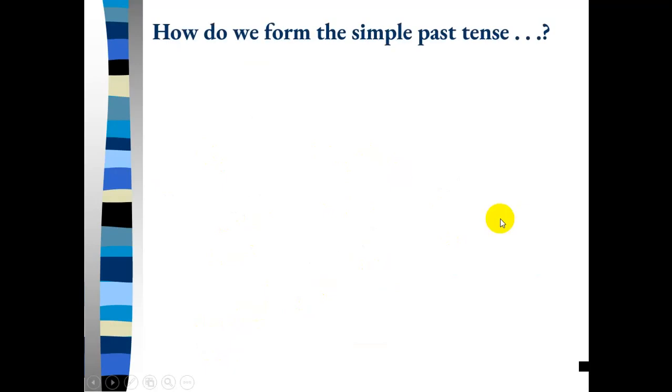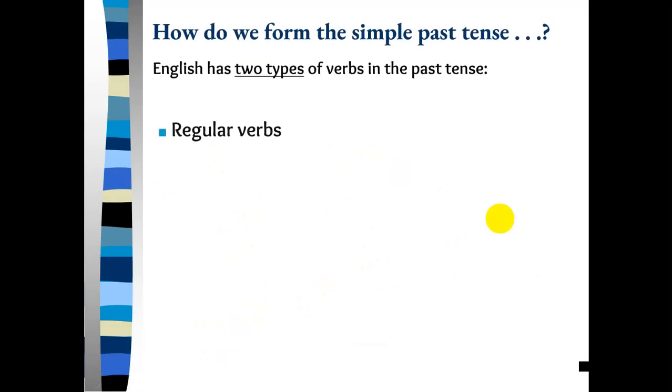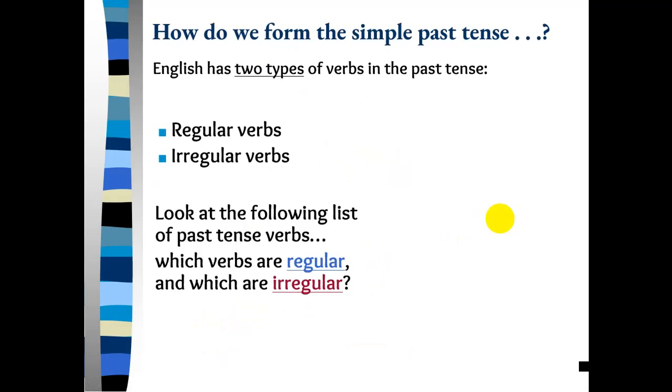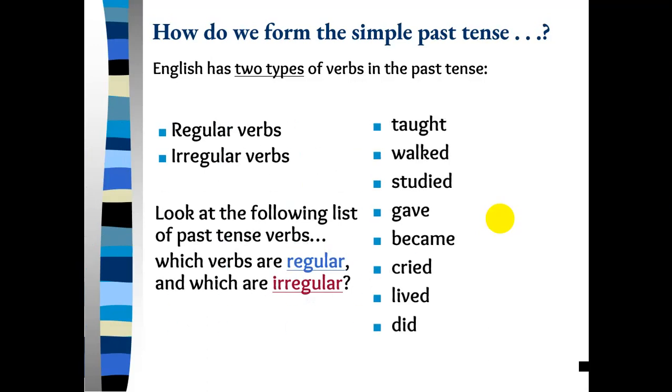And there are two types of verbs in past tense, regular and irregular verbs. And here we have in the following list some of the examples that we can see. For example, in the first one, we have the word taught. This is an irregular verb. Why? Because we don't have an ed ending. The regular verbs have the ed ending.